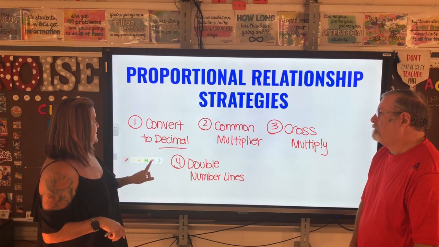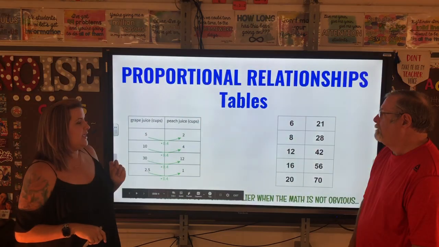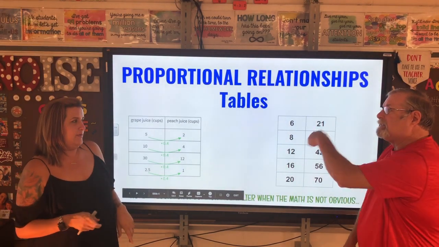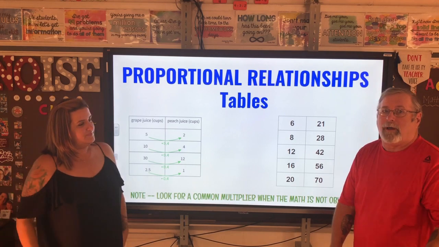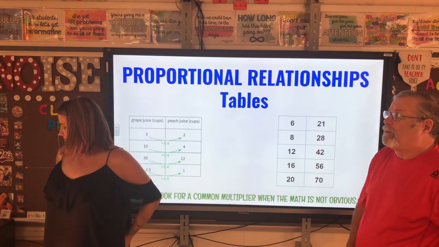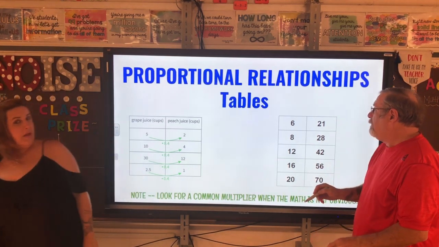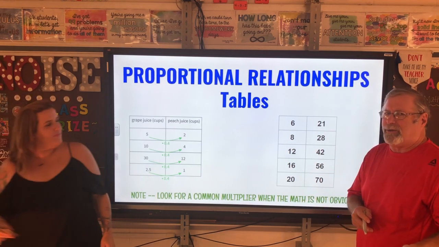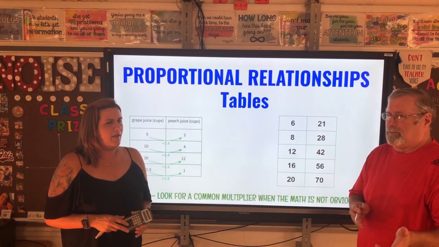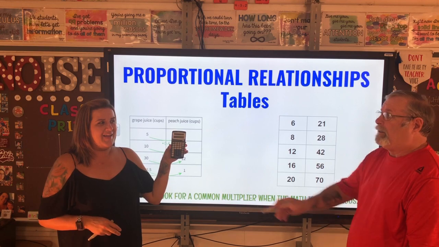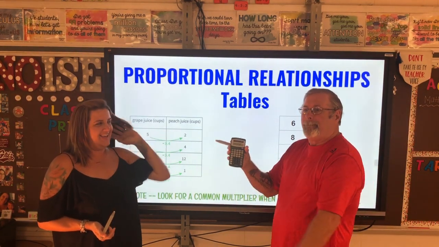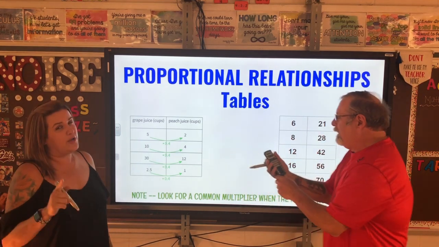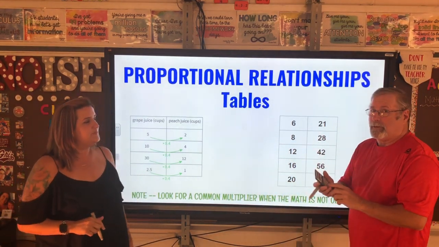So let's put some of these into practice, and let's start by looking at common multipliers. When you look at this table, you might look at 6 and 21 and think there's no whole number multiplied by 6 that's going to give me 21. That's why they give us the handy pocket calculator, or your Desmos.